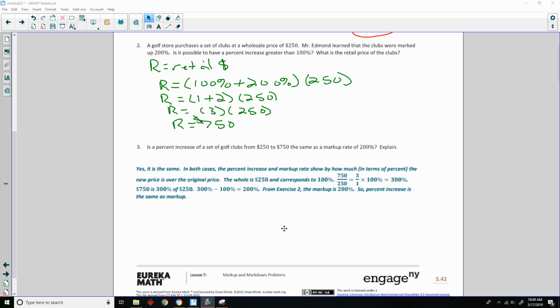The whole is $250 and corresponds to 100%. So 750 divided by 250 is 3 over 1 times 100%, which equals 300%. 750 is 300% of 250. 300% minus 100% equals 200%. From exercise 2, the markup is 200%. So percent increase is the same as markup.